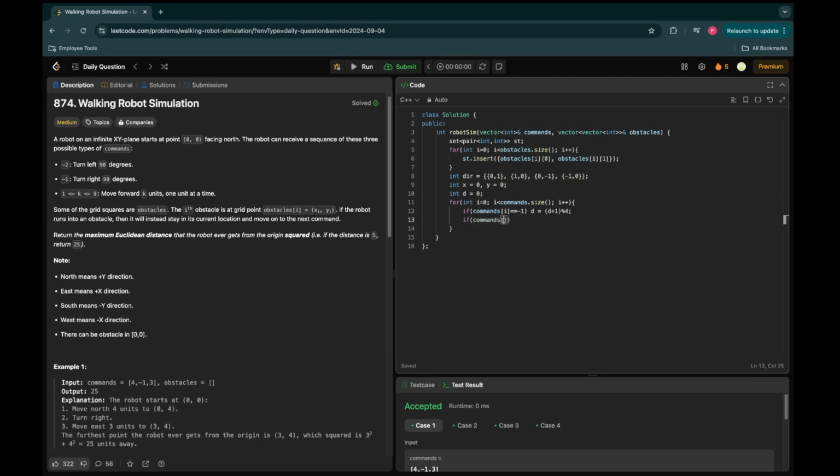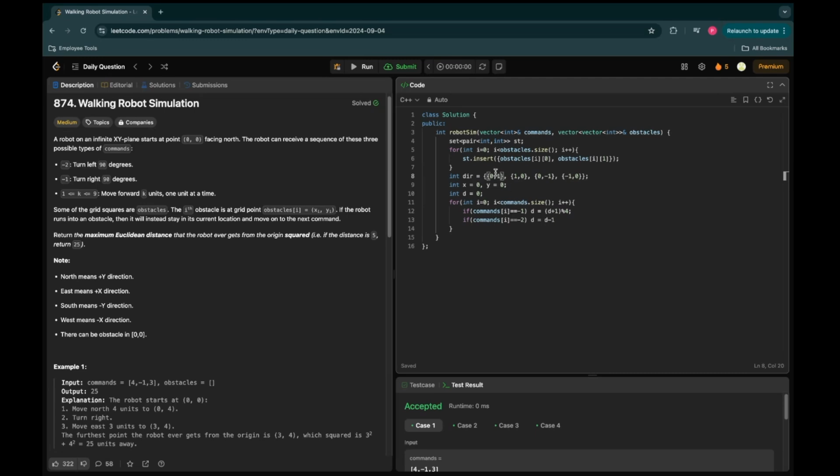Now if commands of i is equal to -2, it means we need to turn in the left direction. But see, there is a case. If we are moving in the right direction, we simply increment by 1. If we are moving in the left direction, we can simply decrement by 1. But no, because if we are at north initially and try to decrement by 1, we will go negative and reach a negative index, which will give us an error.